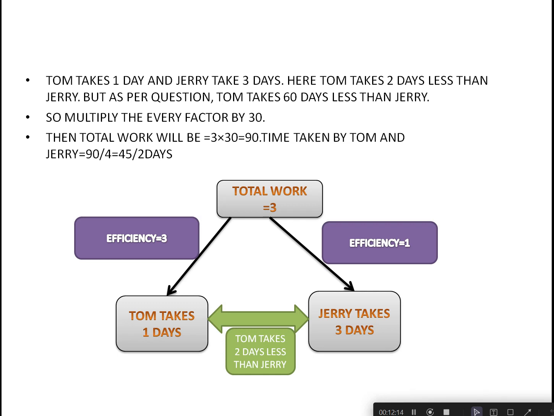The time taken by Tom and Jerry together will be total work upon the sum of their efficiency. Their efficiency will be 3 plus 1, equal to 4, and the total unit of work will be 90. In this way, Tom will take 30 days, because 1 into 30 is 30 days, and Jerry will take 90 days. So there is a difference of 60 days as mentioned in the question. So together they will take 22.5 days to complete that work. So option A will be the correct answer. Now we will move to the next question.